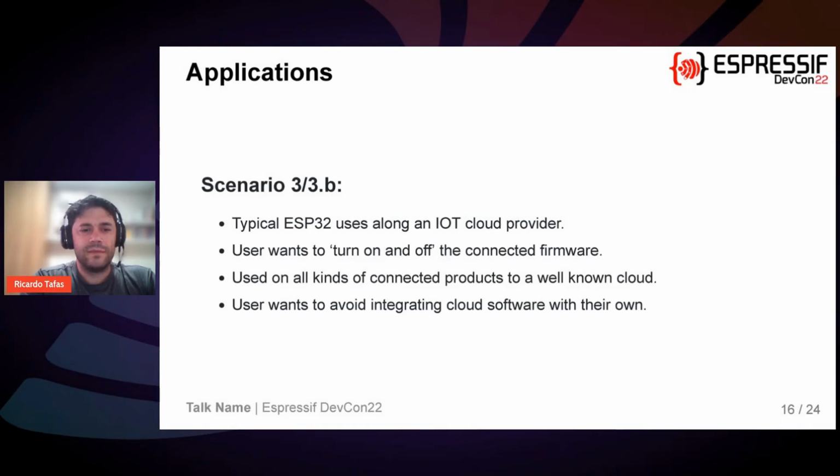The application for this scenario is on typical uses for ESP32 along with an IoT cloud provider, when the user doesn't want to mix or integrate their firmware or create another build to integrate the connected or cloud provider application into their own application. Or this could be used when the user wants to turn the connected firmware on and off for whatever reason, maybe for safety reasons, maybe for power concerns. It, of course, can be used on all kinds of connected products to well-known clouds.